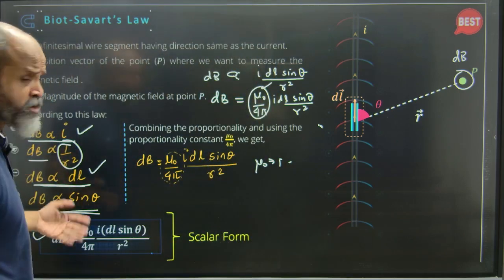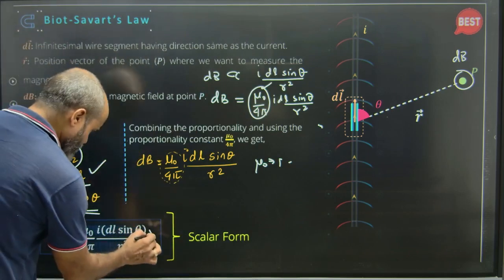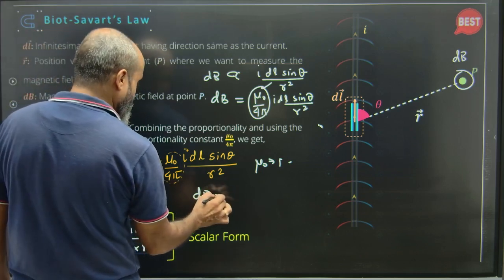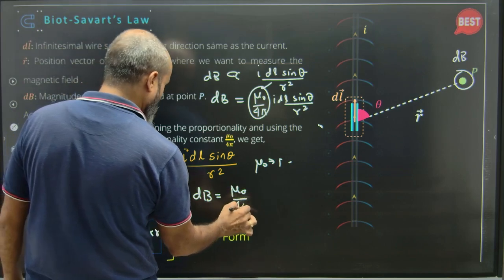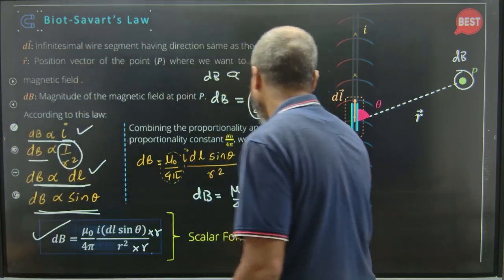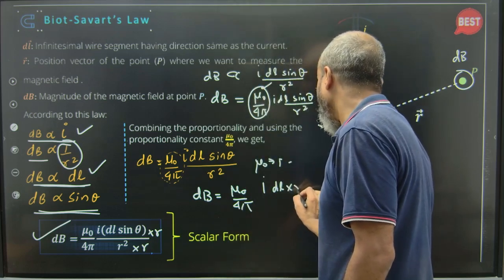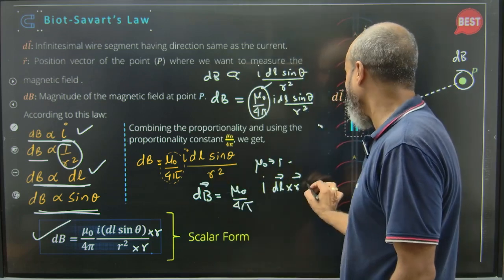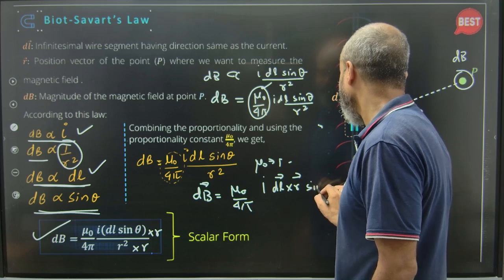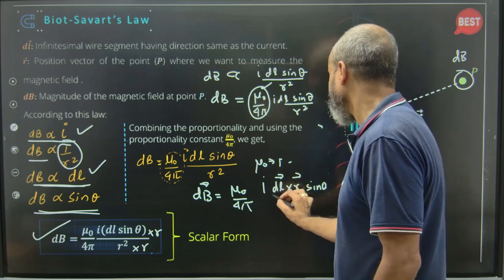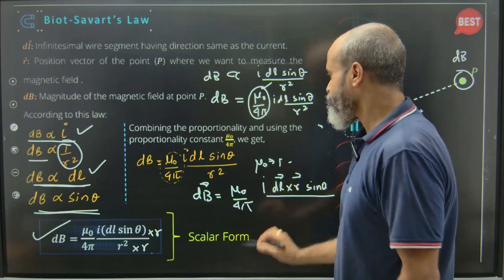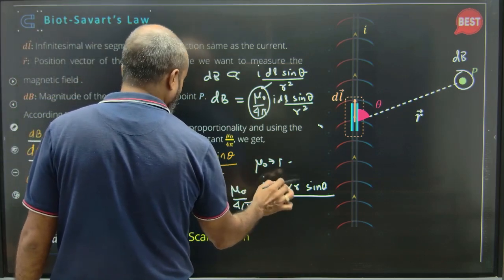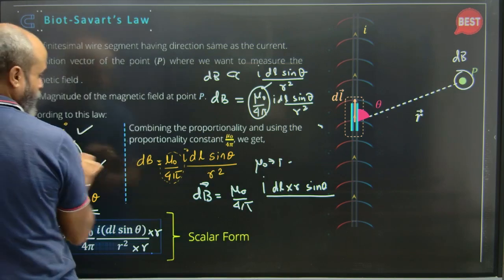Now, if we change it to a vector form, let's say we multiply this by r and this by r. So what do we get? dB equals mu naught by 4 pi, I dl into r. Obviously dl is basically a vector. If we are having a vector representation, dl into r sine theta upon this would be r cube.